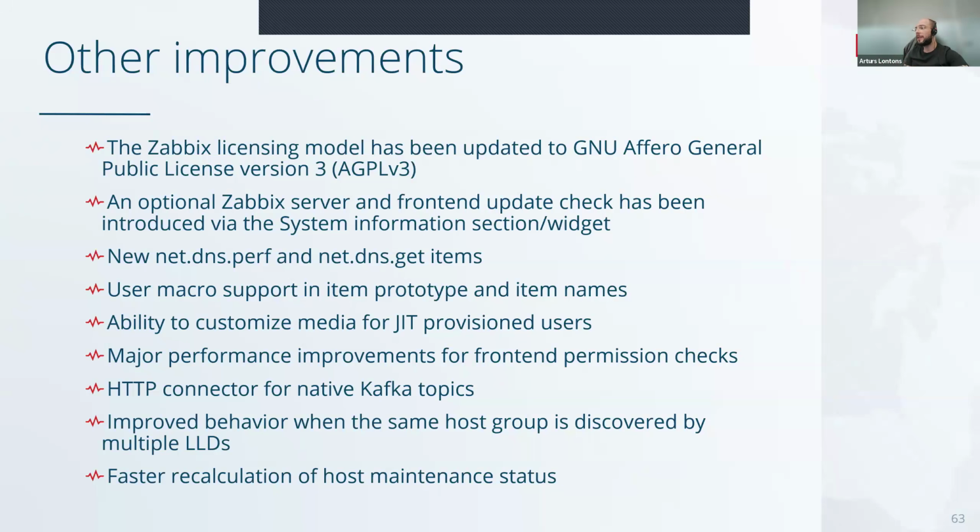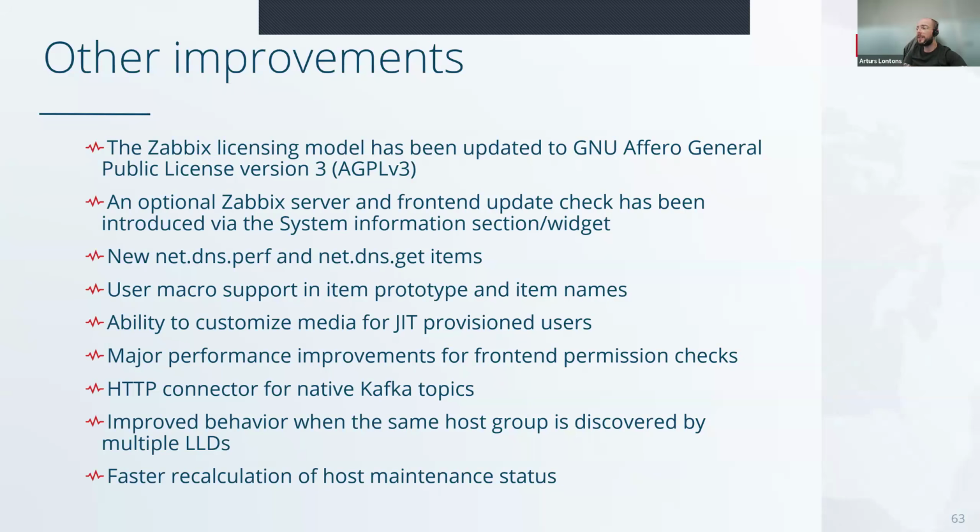We've also introduced an optional Zabbix server and frontend update check in the system information widget or section. So this means that whenever a new version of Zabbix comes out, you will see a notification in these widgets that a new server or frontend version is available. This is fully optional. Yes, this does mean that Zabbix does phone home to check for updates, but this can be enabled and disabled. So if you don't feel comfortable with Zabbix phoning back home, you can disable this. So this is fully in your control. This is not a mandatory thing that we've introduced.